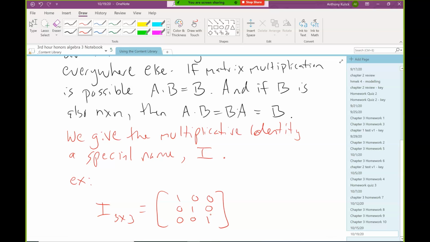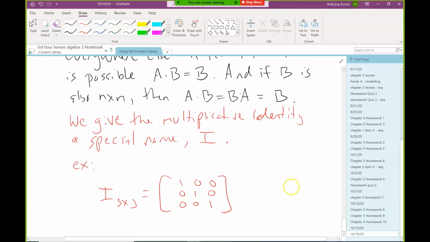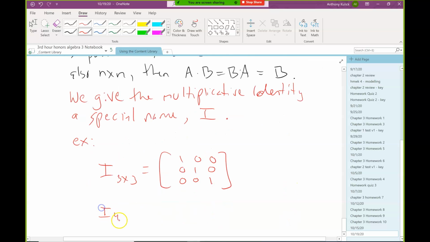Sydney? Yes, must be a square matrix. Yeah, so we even included that in the definition, right? We said it is an n by n matrix. So the identity must be a square matrix.